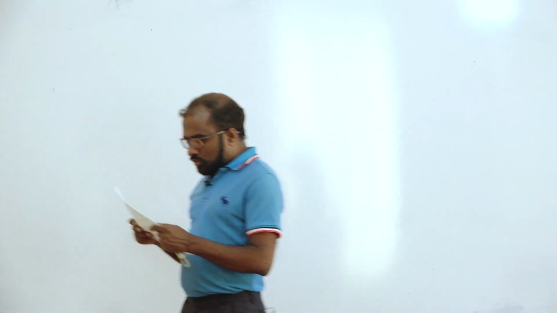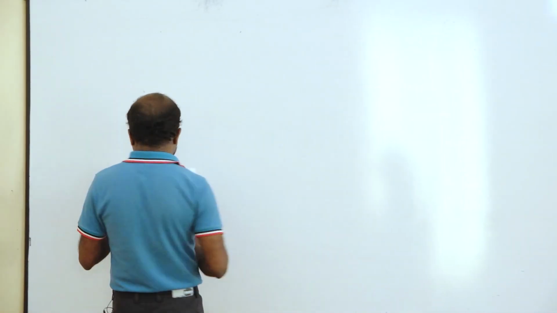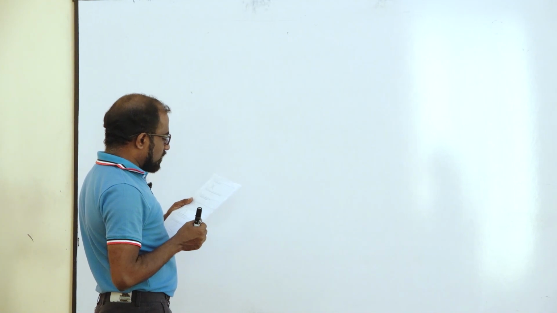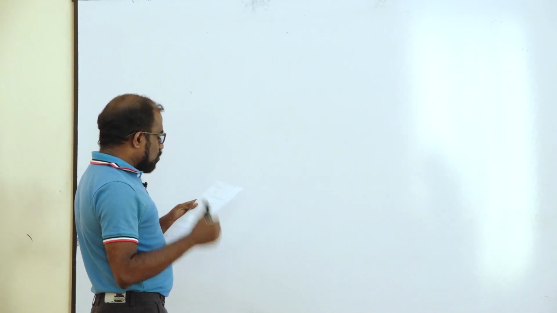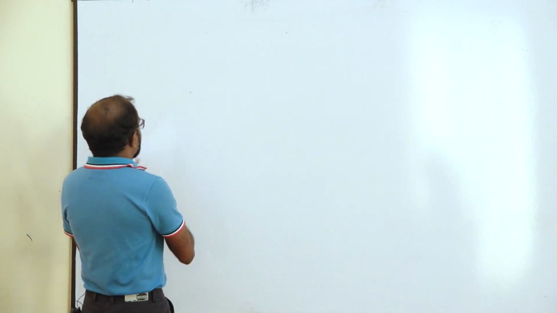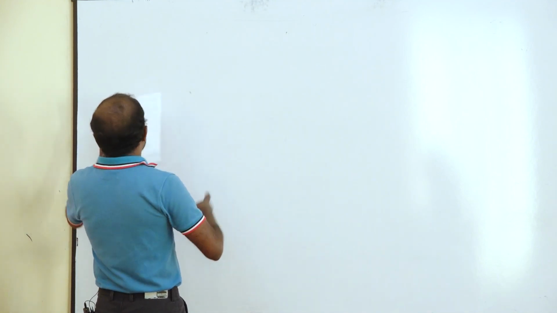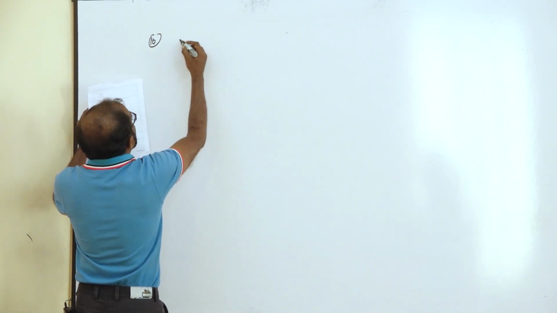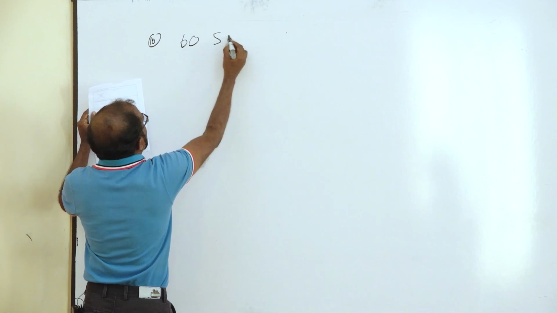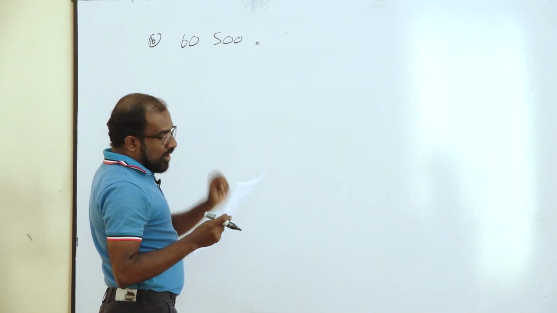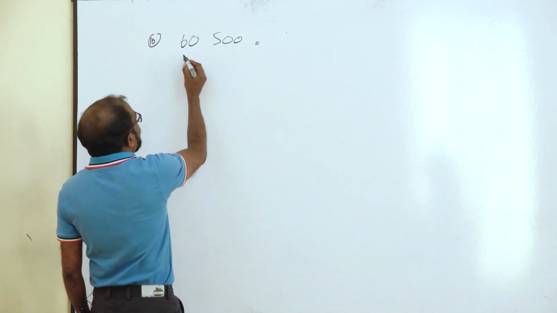Right, children, we'll move to question number 16. Find out the value of 60,500 rupees in US dollars. 1 US dollar is given as 121 Sri Lankan rupees. You are asked to express 60,500 rupees in US dollars. 1 US dollar is given as 121 rupees.